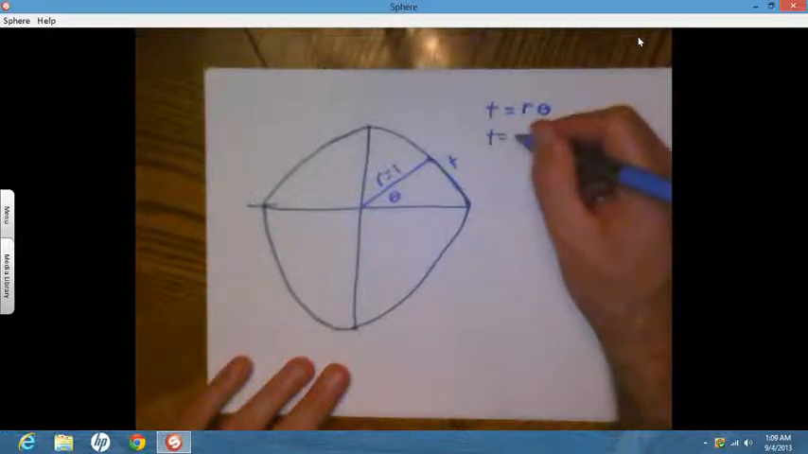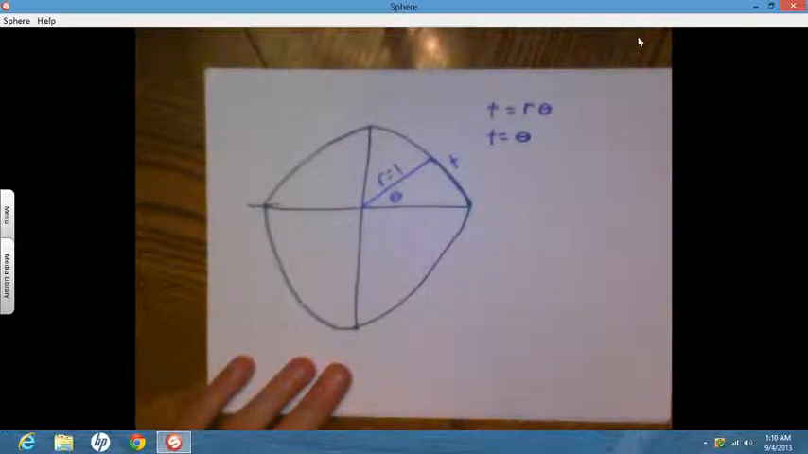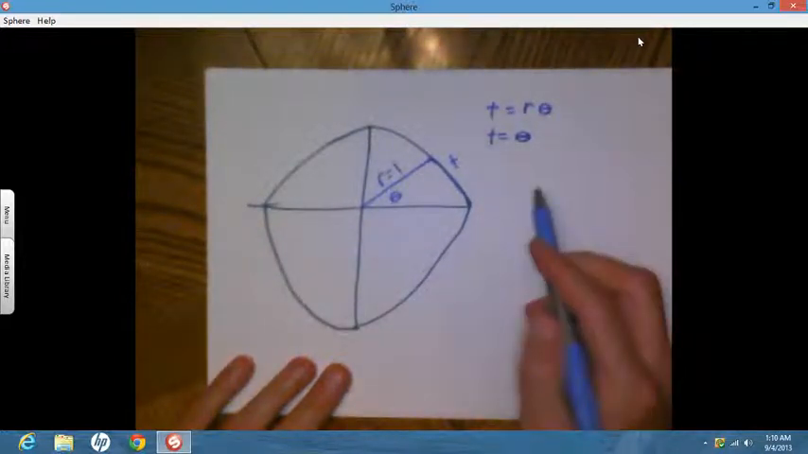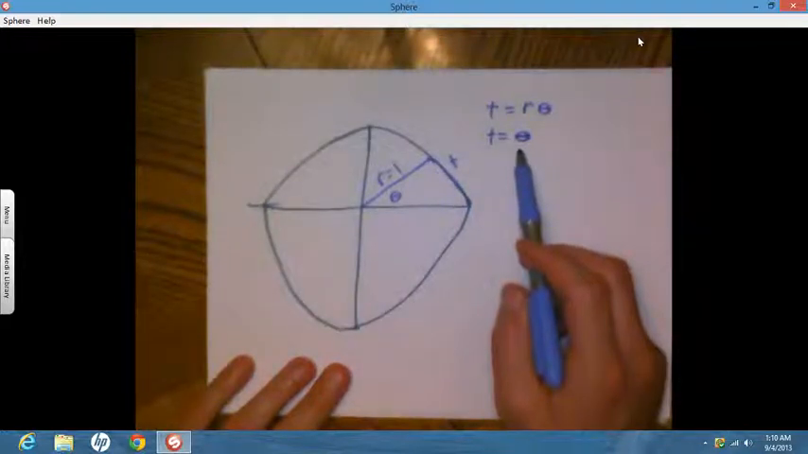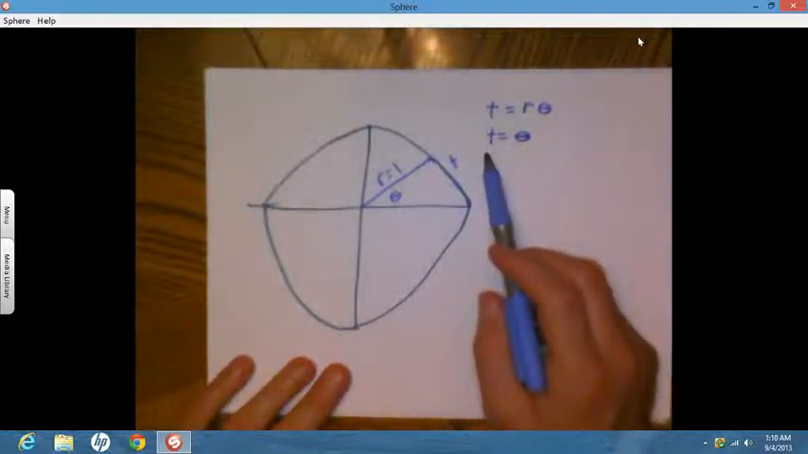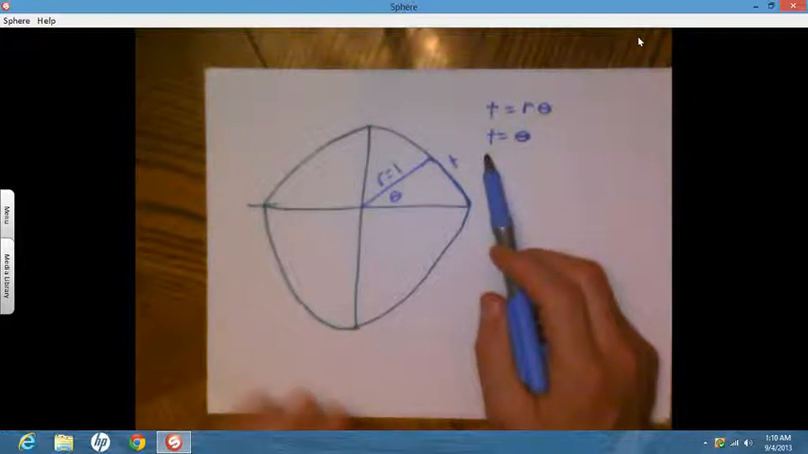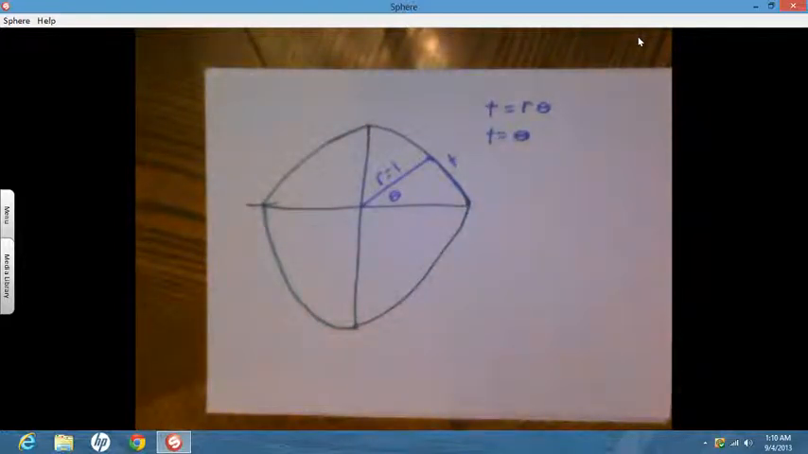So when we're dealing with the unit circle, we can define our trigonometric functions, as you'll see, either in terms of theta or in terms of t, if theta is in radians. Next we're going to get along to actually defining our trigonometric functions.